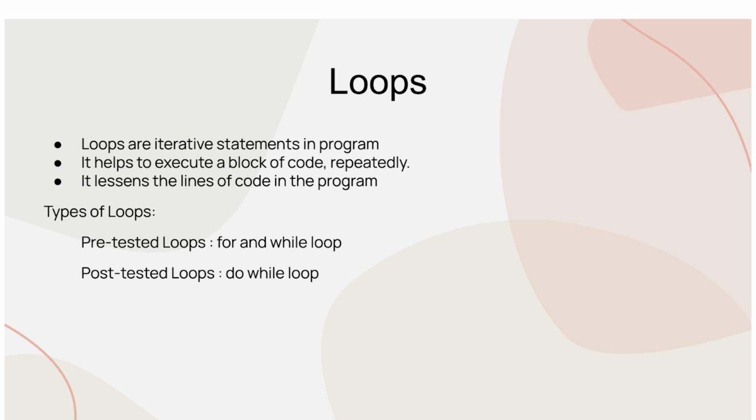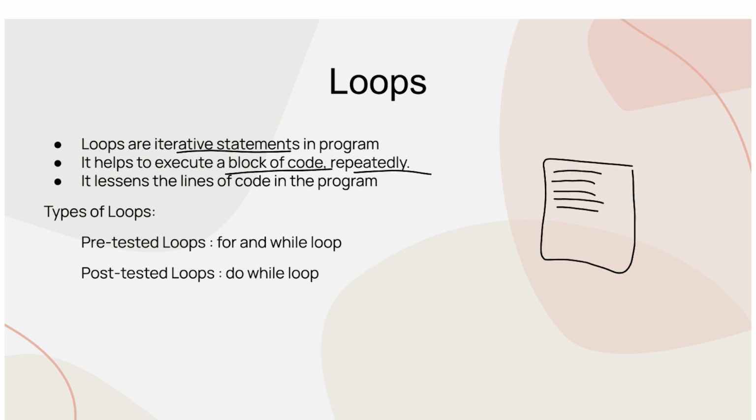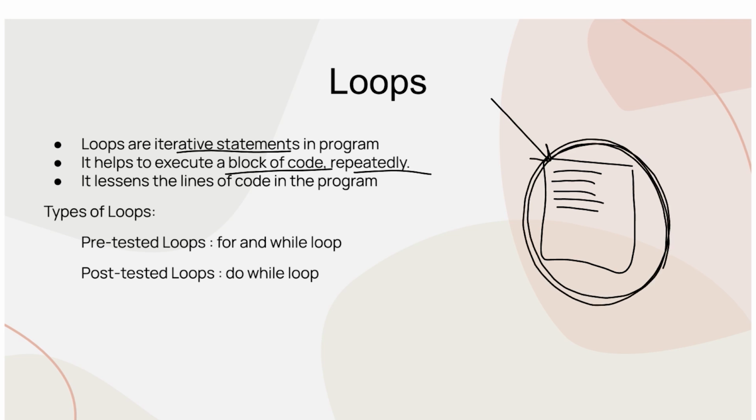Loops. Loops are nothing but repetitive statements provided. It executes the block of code repeatedly. So in a program, if you have written some piece of code which is to be repeated, the control will enter into the loop, execute it for the number of times that is expected, and after its execution is done, it will continue with the rest of the code. Hence, it lessens the lines of code of your program.